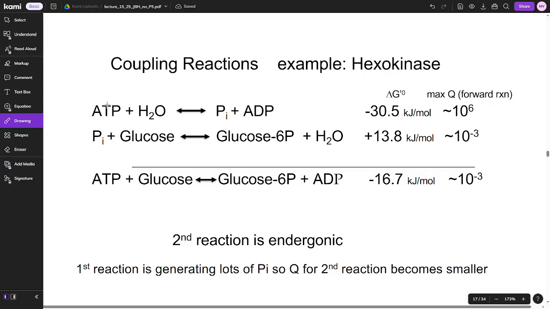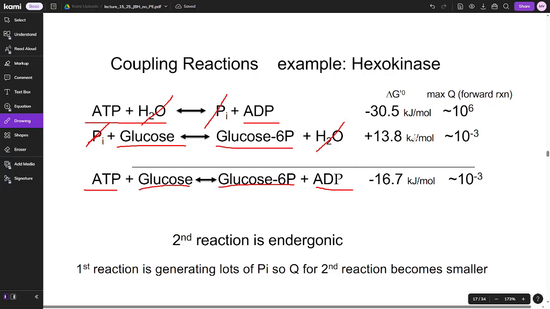So, here we have this. You should be able to pick out which ones cancel. If I look at this, ATP plus water makes Pi plus ADP. So I can see that in this case, the Pi and the Pi would cancel, and also the water will cancel. So basically, glucose 6-phosphate and ADP will be on one side, and glucose and ATP will be on the other. So ATP, glucose, glucose 6-phosphate, ADP, those are all there.